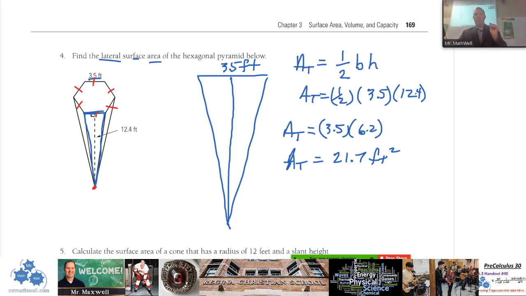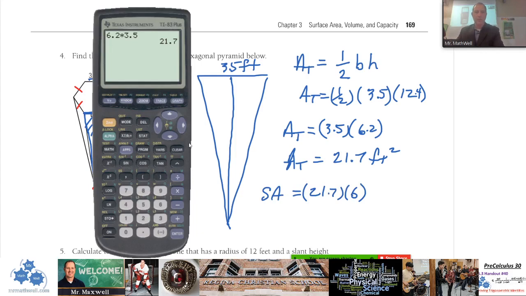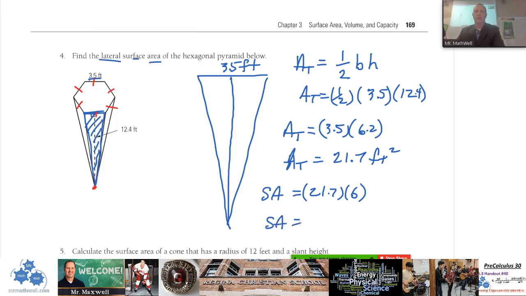Now, what did I say? That's the area of one of these triangles. How many lateral sides do I actually have in a hexagonal pyramid? It was what? 6. Okay, so the total area, the surface area here, is going to be 21.7 times 6. And on your calculator, to save you some button pushes again, just take your old answer and hit times 6. Boom. 130.2. So the surface area here should be 130.2. And of course, we want to make sure we have the proper units there. That's a part of a correct answer, feet squared.